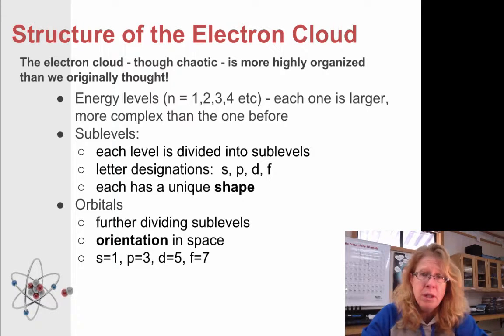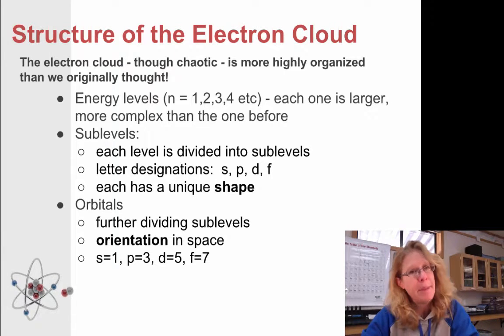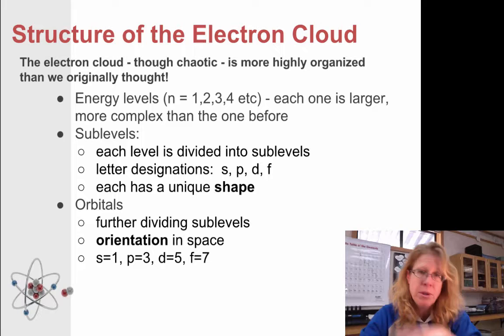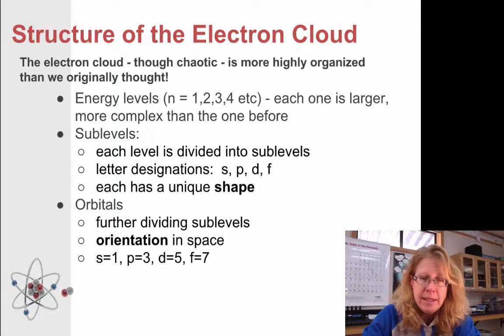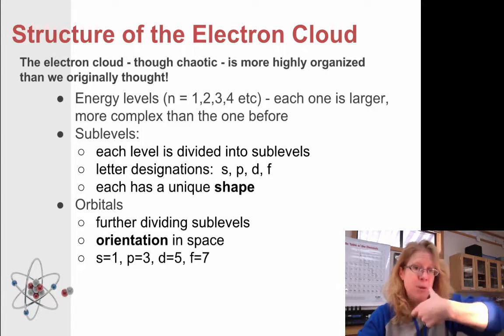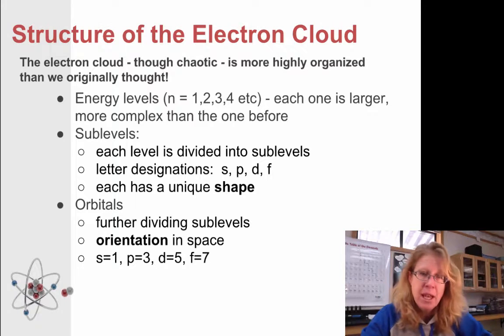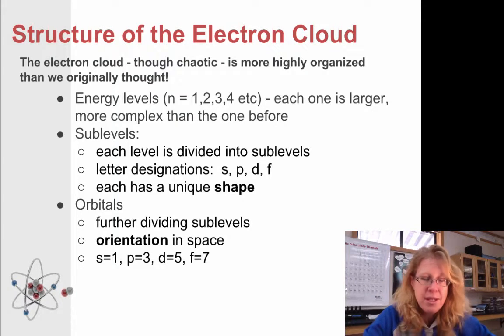Remember that each orbital, or each set of orbitals is associated with an odd number. So for an S sublevel, there's 1 orbital. For a P sublevel, there are 3 orbitals, 3 orientations. For a D sublevel, there's 5 possible ways that that thing can orient in space. And for an F sublevel, there's 7 possible orientations in space for it.